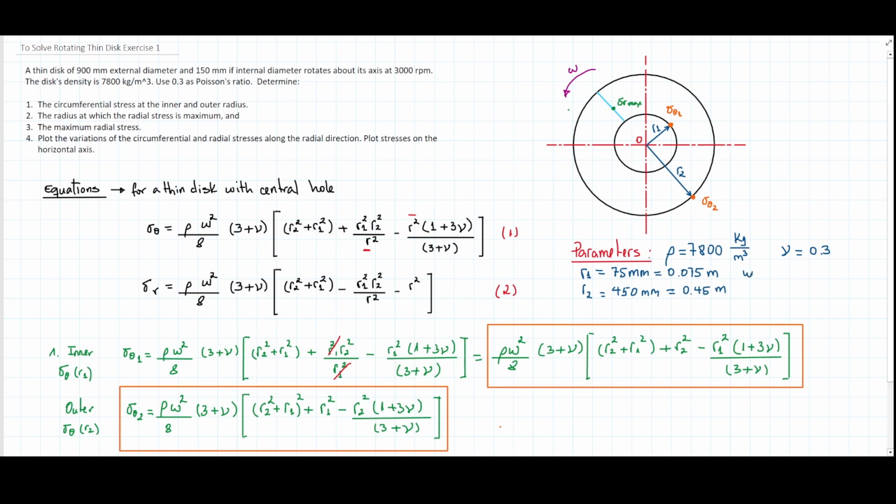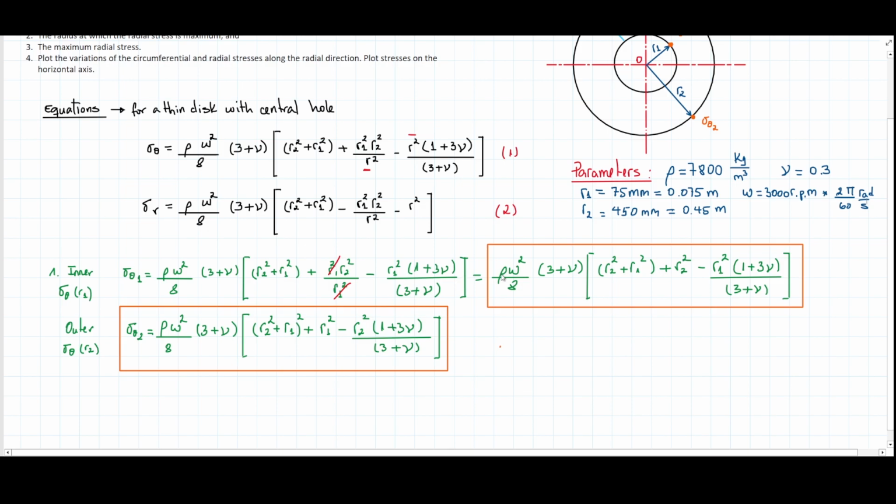And then the angular velocity, 3000 RPM. We need to turn it to radians per second, which means that we need to multiply this by 2 pi divided by 60, radians per second. Let me write radians. All right. So seeing this, now we have all the values to introduce in these two formulas and get the answer for the first question. So let's do that.